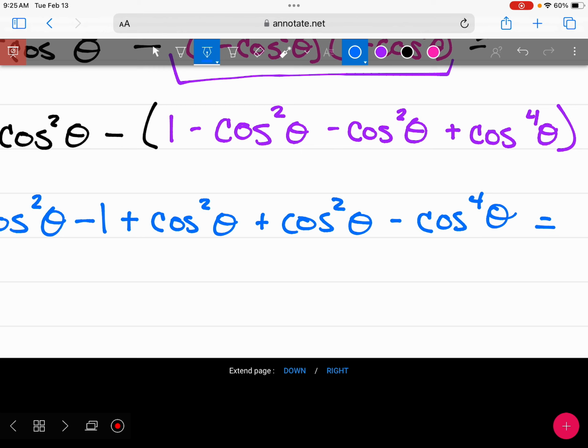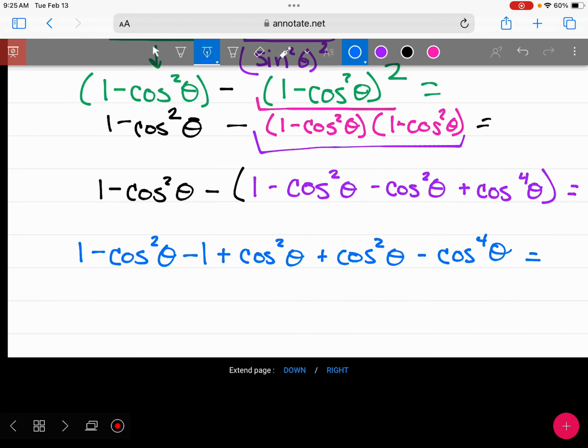What do we see? We've got some like terms to combine. What like terms do we have that can combine? I've got a 1 and a minus 1. So what happens there? Cancels.